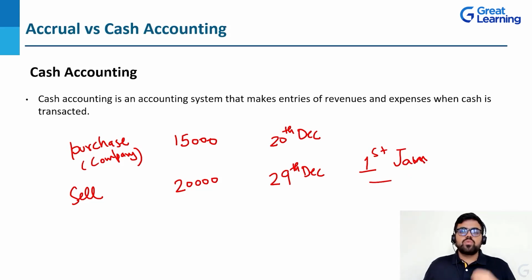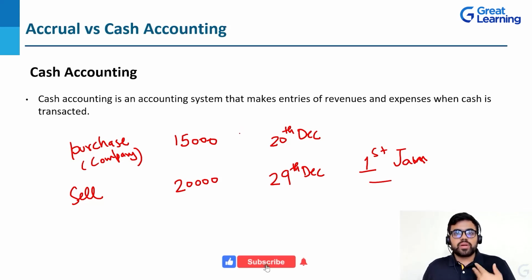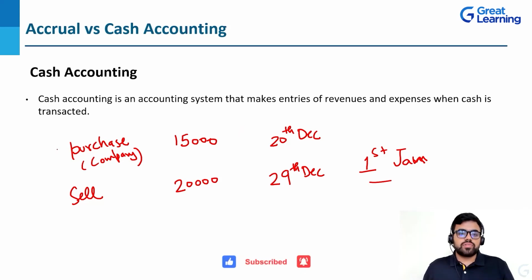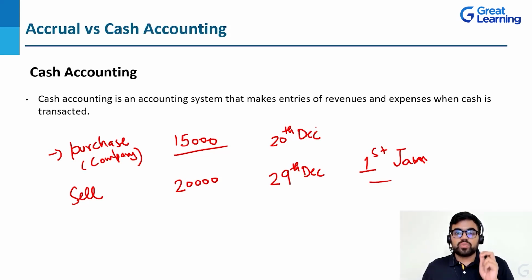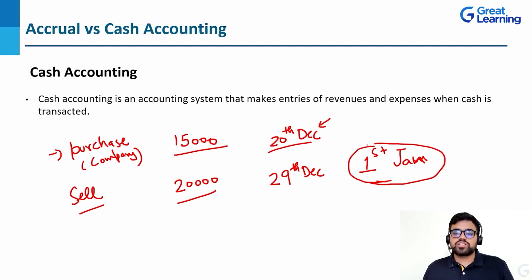Now, what cash based accounting states is that you will make the entries only on the day you have either paid out the cash or received the cash. In the case of the expense of 15,000 that you paid to purchase from the company, you will make the entry on 20th December because you have paid out cash on that particular day. After selling that particular phone for 20,000, you will make that entry on 1st January and not 29th December because you have received the cash on 1st January.